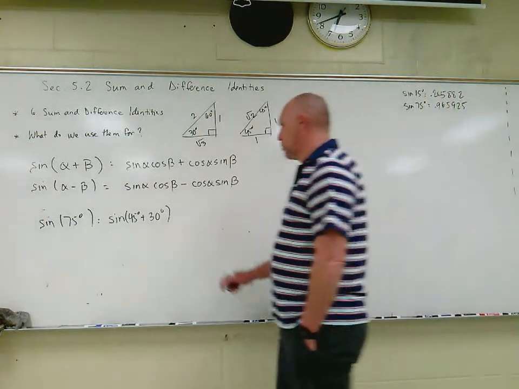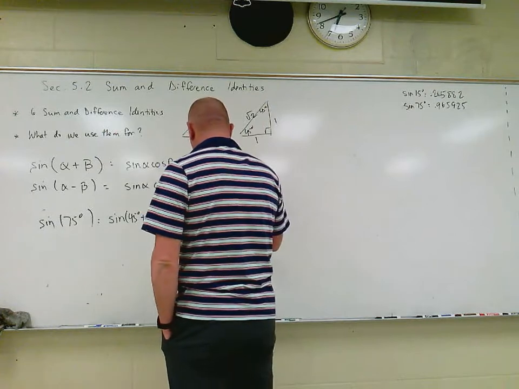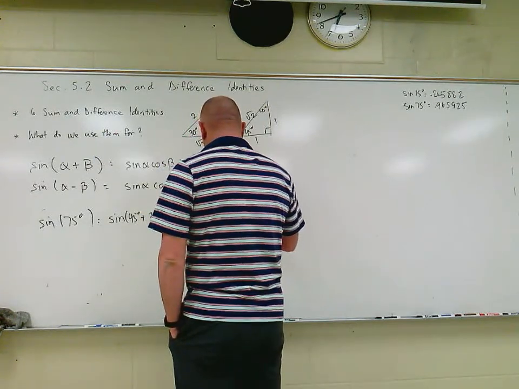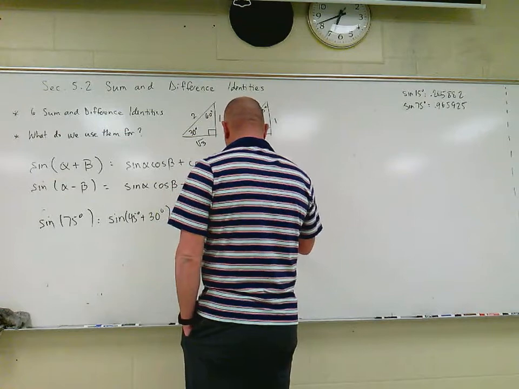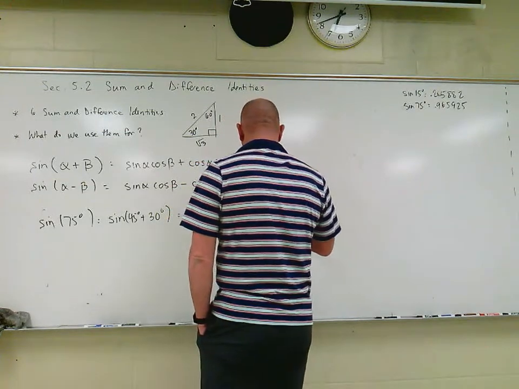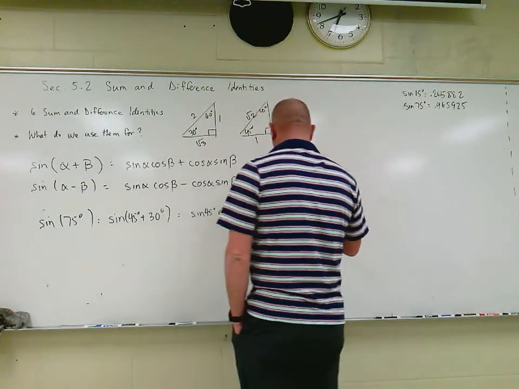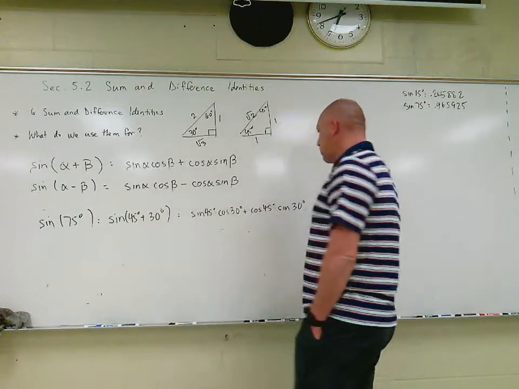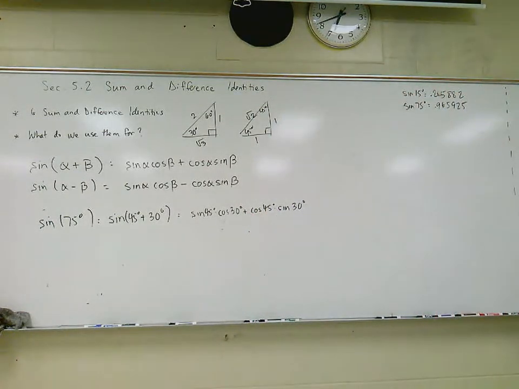All right, so if I plug it into the identity, I should have sine of 45 times cosine of 30 plus cosine of 45 times sine of 30. In place of alpha, I'll put 45. In place of beta, I'll put 30. And that's it. If you replace each of those with its ratio, that should be equivalent to sine of 75.